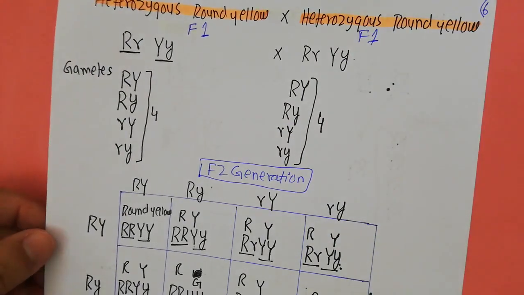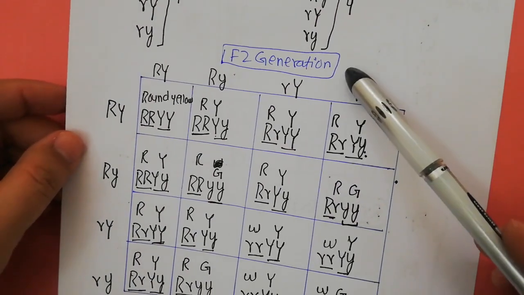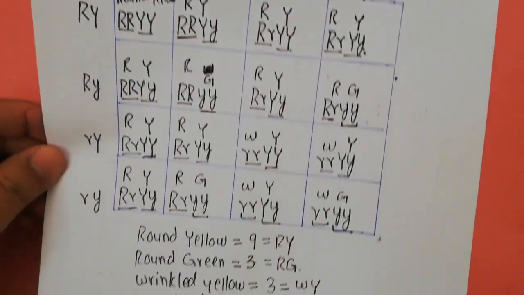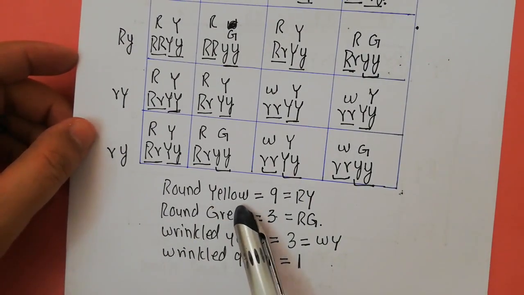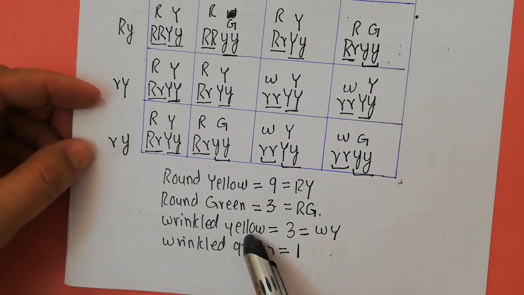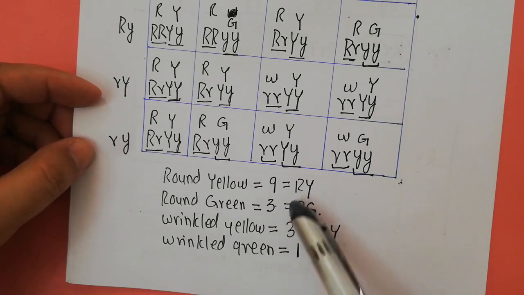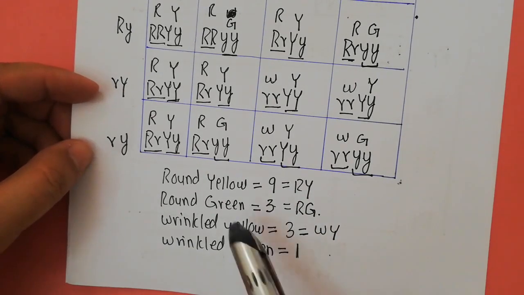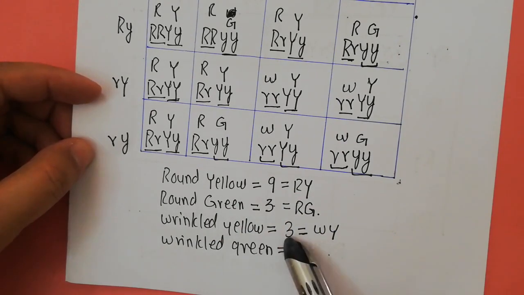Now what he did was that when he checked the offspring that he got in the F2 generation, he got 4 different kinds of offspring. There were round yellow offspring, round green offspring, wrinkled yellow offspring, and wrinkled green offspring, with a ratio of 9 to 3 to 3 to 1. The round yellow were 9, the round green were 3, the wrinkled yellow were 3, and the wrinkled green, there was only 1 offspring, producing a ratio of 9 to 3 to 3 to 1.